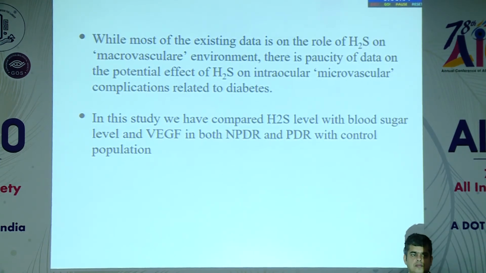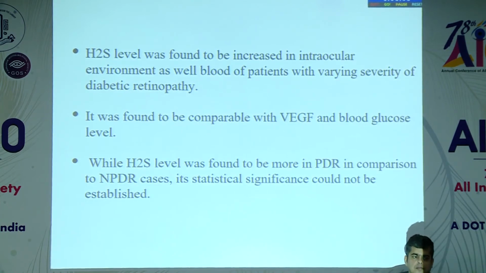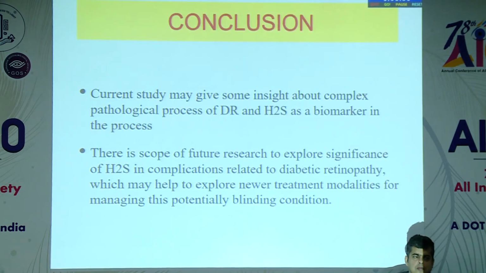In this study, we have compared H2S level with blood sugar level and VEGF in both NPDR and PDR with control population. H2S level was found to be increased in intraocular environment as well as blood of patients with varying severity of diabetic retinopathy. It was found to be comparable with VEGF and blood glucose levels. While H2S level was found to be more in PDR in comparison to NPDR cases, it was not found to be statistically significant.